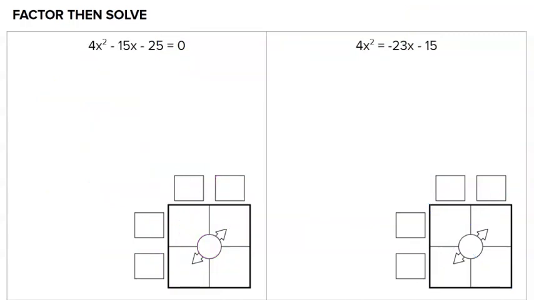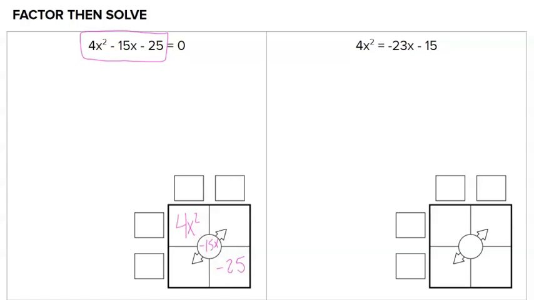All right, 2 more examples. Really, I'm just going to focus on that factoring piece just to give us that refresher of factoring. So 4x squared minus 5x minus 25. We need to factor this because it's already set equal to 0. So 4x squared minus 15x minus 25.